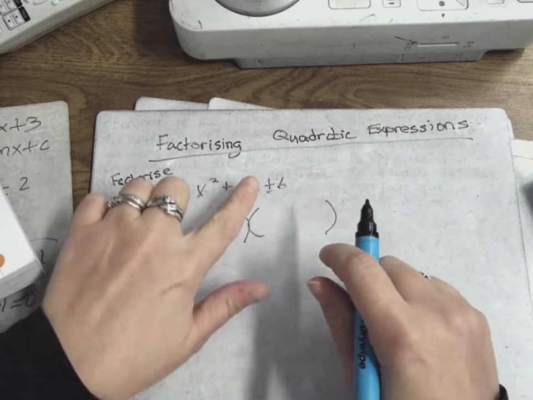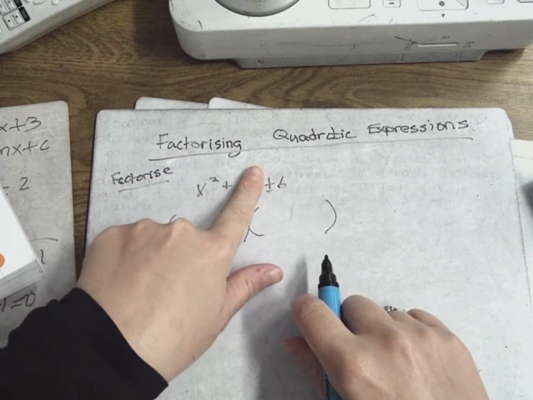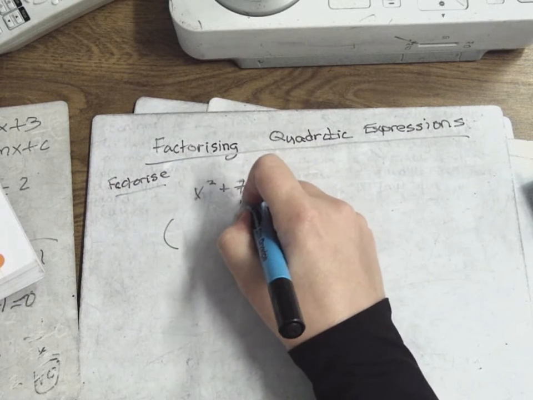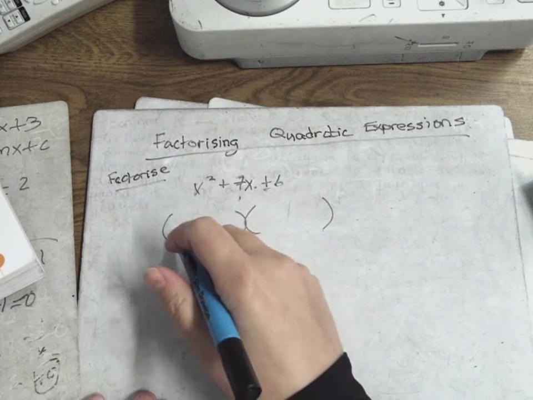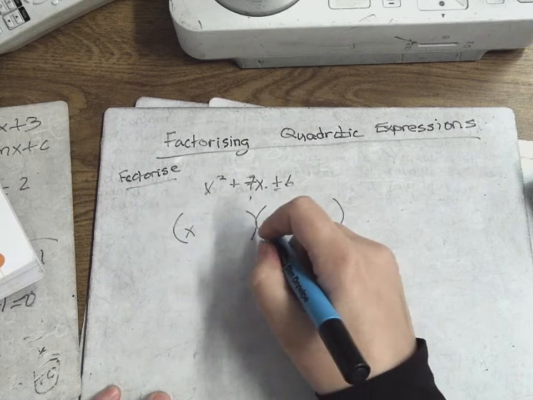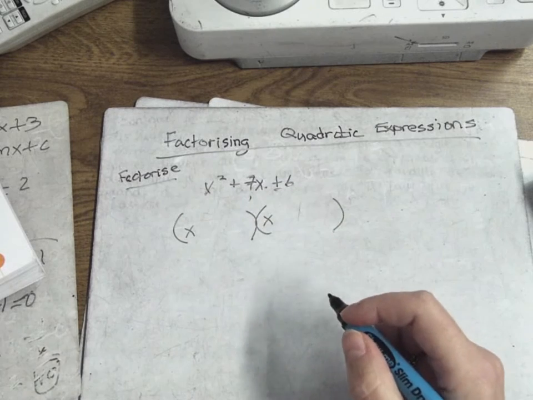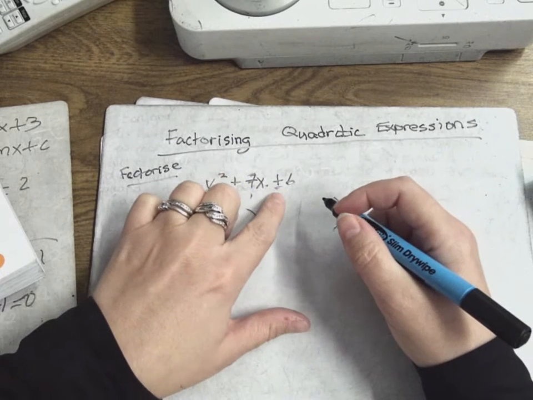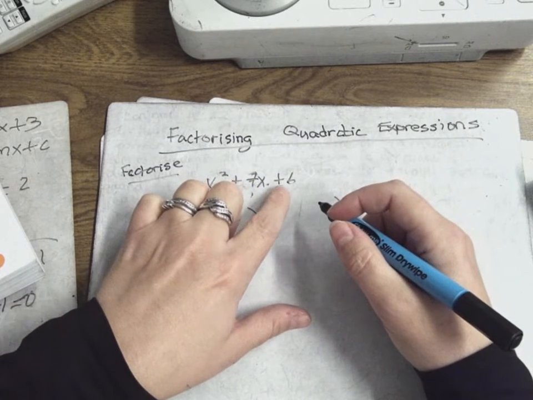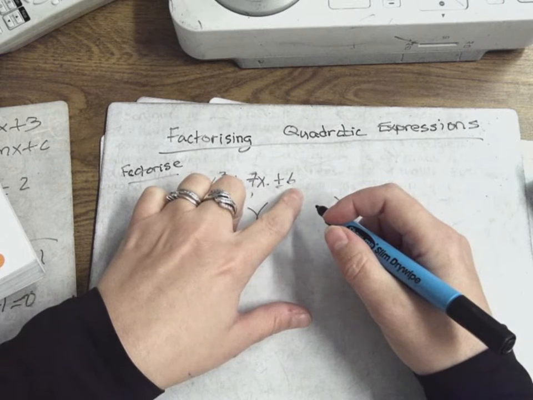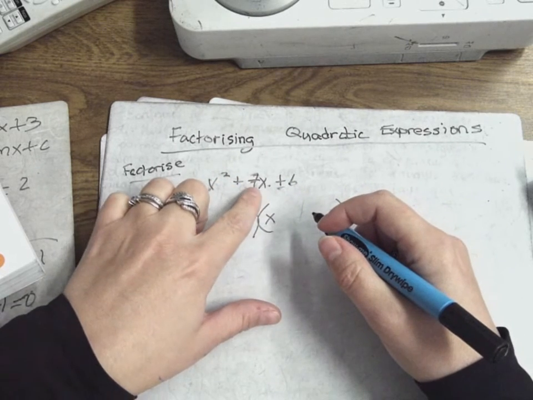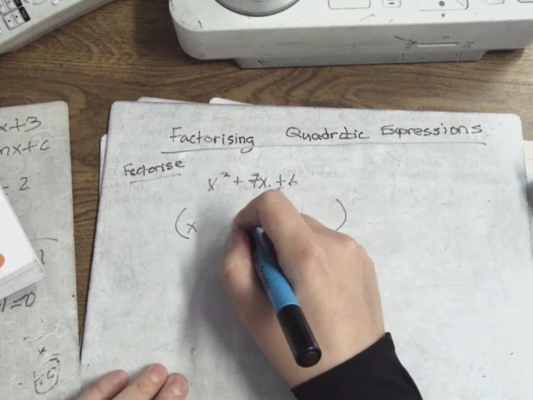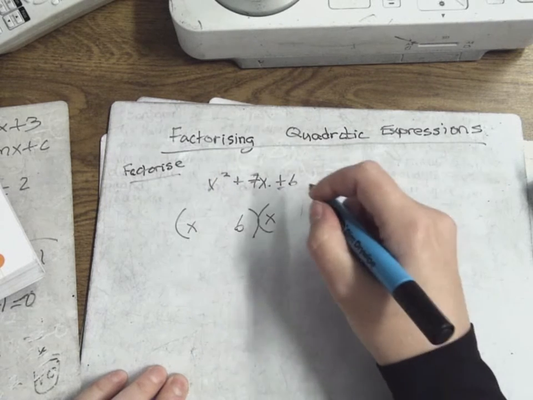So what we do is we ignore the middle term for the minute. So ignore the 7x in the middle. Then you ask yourself, what are the factors of x squared? X and x. So you put an x in one bracket and x in another bracket. Now you want the factors of 6 that add together to give me 7. What factors of 6 add together to give me 7? 6 and 1.